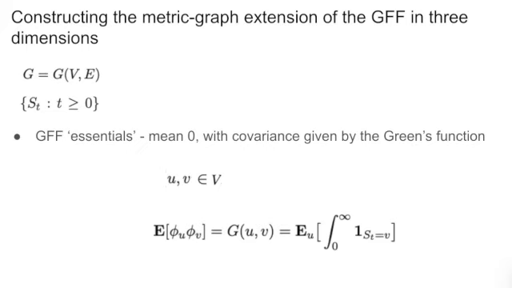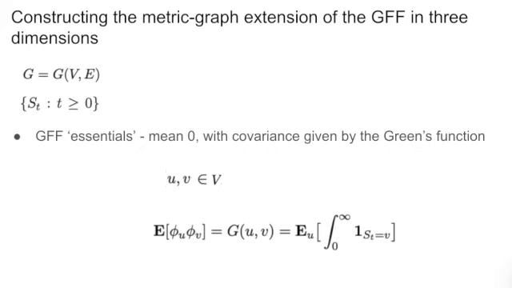is equivalent to the Green's function between the points u and v, which in itself is equivalent to the expectation with respect to the law P of u of the expected number of times that the simple continuous time random walk will hit v if it starts from u. And in the integral, we integrate over t from 0 to infinity.